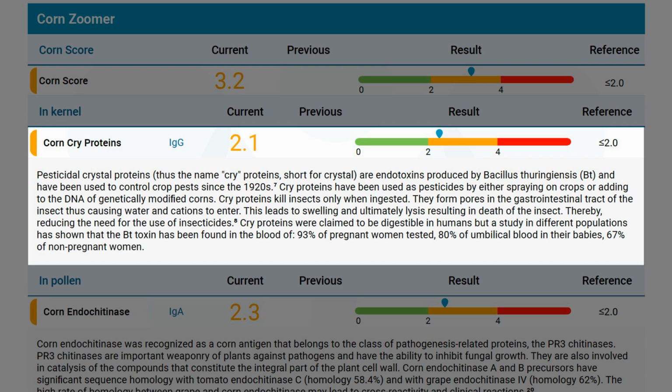Cry proteins were claimed to be digestible in humans, but a study has shown that the Bt toxin has been found in the blood of 93% of pregnant women tested and 80% of their babies' umbilical cord blood. Anytime my patients have elevated antibody levels to corn cry proteins, they are much more motivated to choose organic corn products.